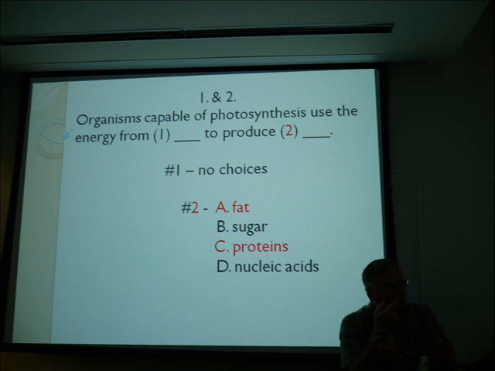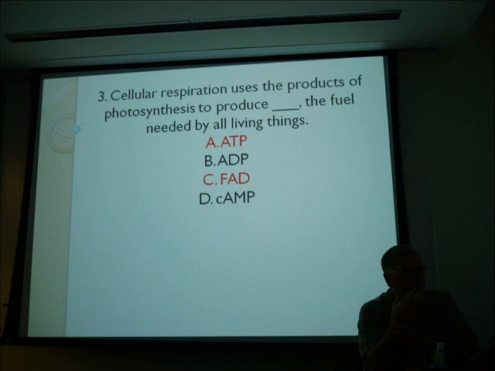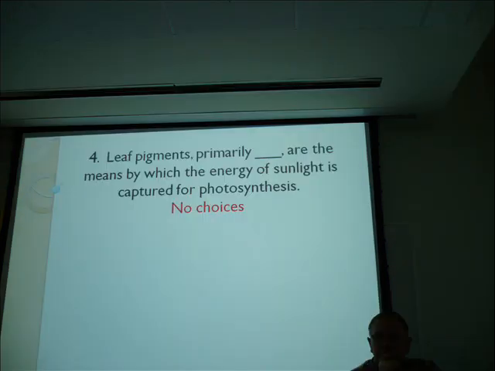Energy from, I wrote down sunlight, then I said light. Sunlight or light. I don't know if the word the sun would work, but maybe the sun would work. I'll take that. To produce sugar. They're producing sugars. Use the products of photosynthesis to produce that fuel. ATP. I was hoping fuel would be what you keyed on. Primarily chlorophyll. That's the pigment that's in chloroplast.